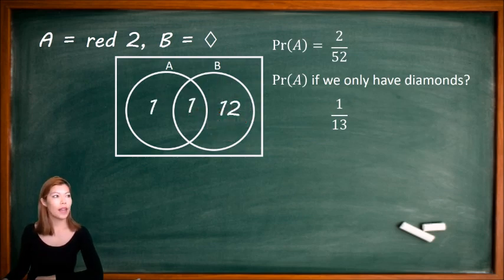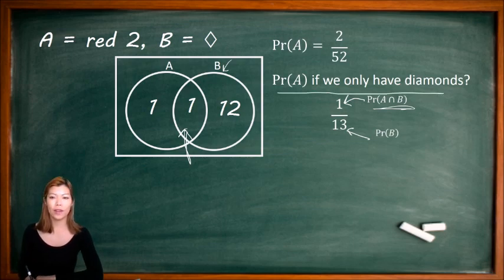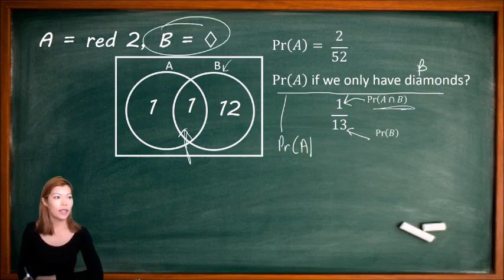Now, we notice that for this one here, that is our intersect. And we know from last lesson that that's how we represent it. And we know that 13 is everything inside B. So is there a way to symbolize this? The probability of A if only we had diamonds. So the probability of A if only we had diamonds can be written as A if only we have diamonds is B. See? Given that we only have B.